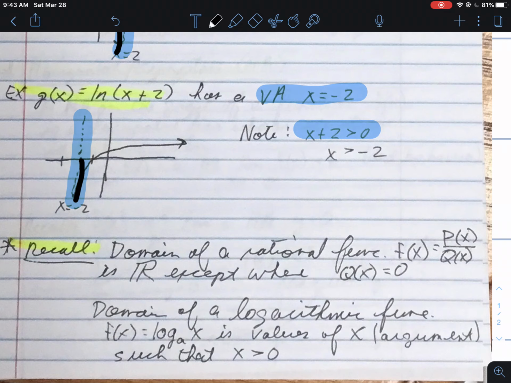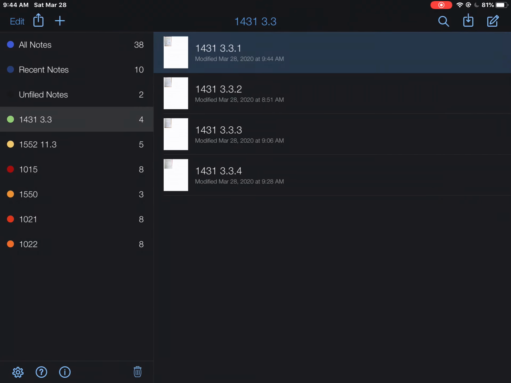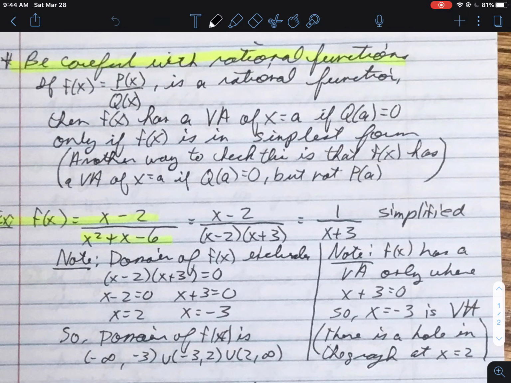And as we just mentioned, the domain of those log functions, log base a of x, or, you know, we focused a lot on the natural log function, log base e. But in either case, the domain would be the values of x, or more generally the argument, right? So it's not necessarily just x, but whatever that argument happens to be, such that the argument is positive. So that's what we did in our example. We said x plus 2 greater than 0, solved that inequality, and we had the domain of our function. Okay? So as always, different types of functions, how do you determine their domains? It depends on the type of function.